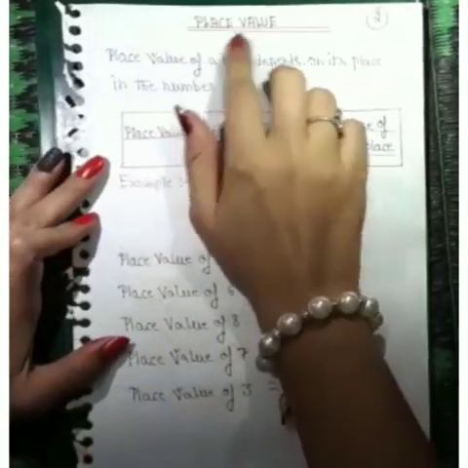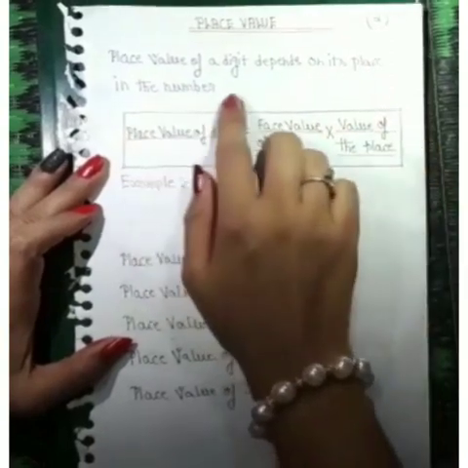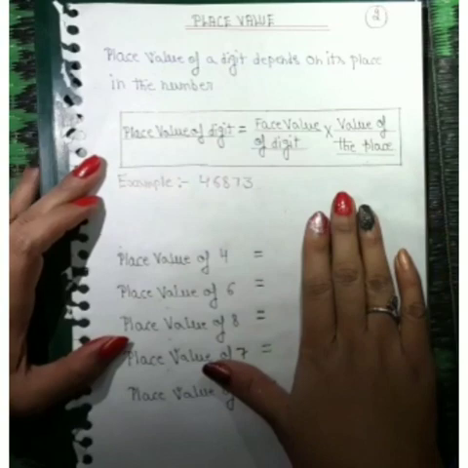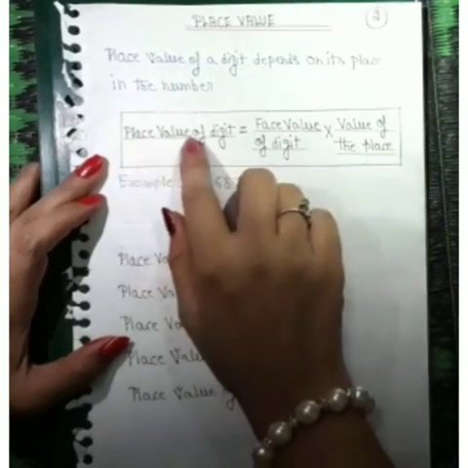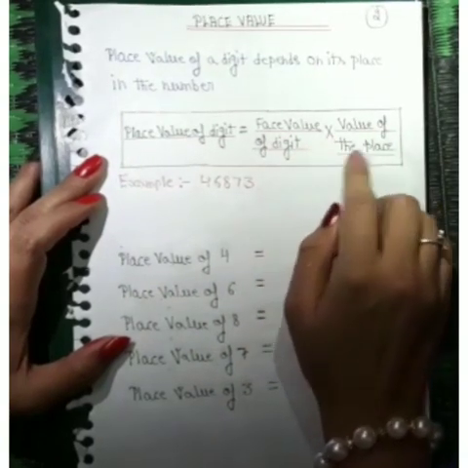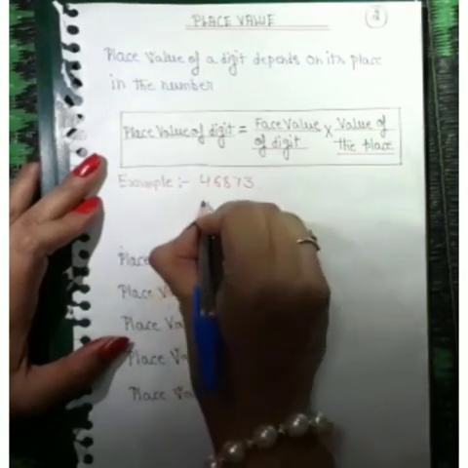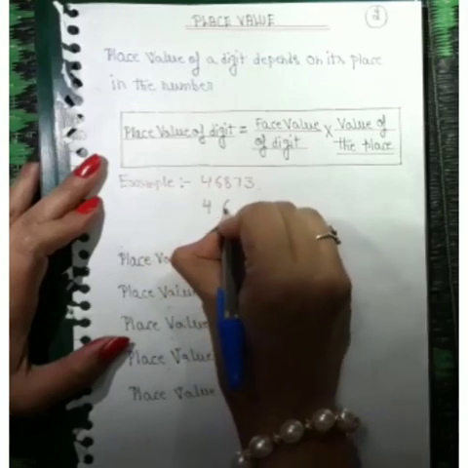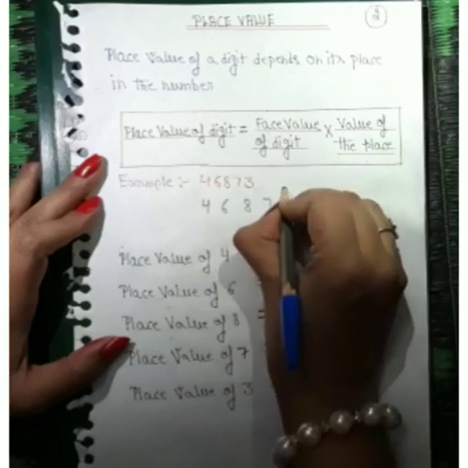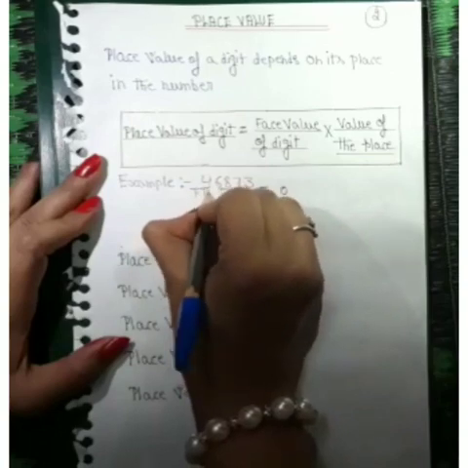Now place value. Place value of a digit depends on its place in the number. Here we have one formula to find out the place value of a digit. Let's have a look. Place value of digit is equal to face value of digit into value of the place. Here we have one example. 4, 6, 8, 7, 3. Now ones, tens, hundred, thousands, 10,000s.